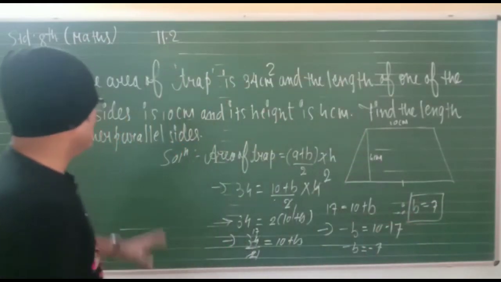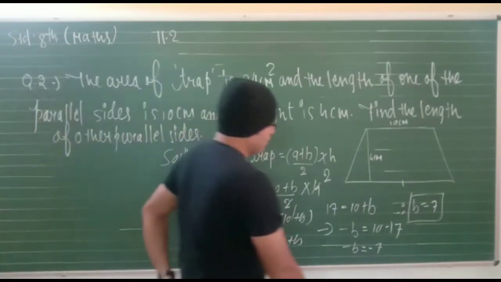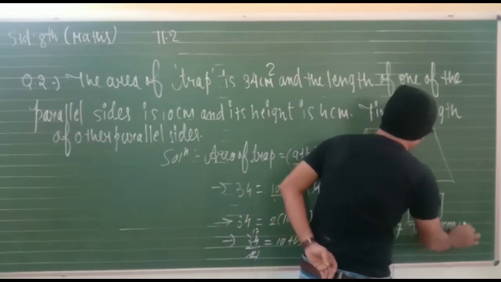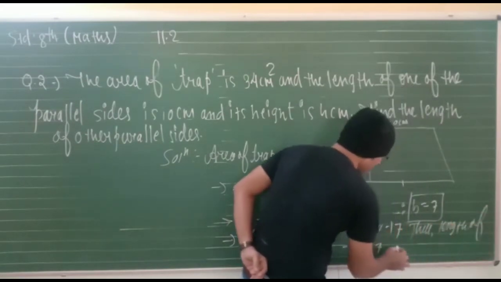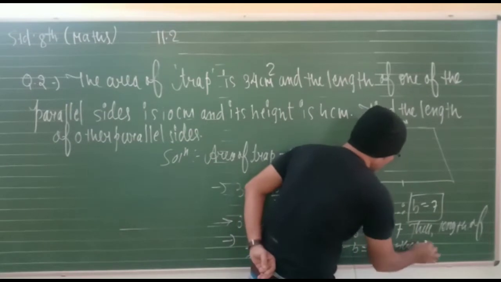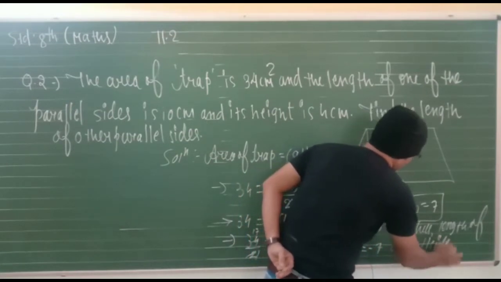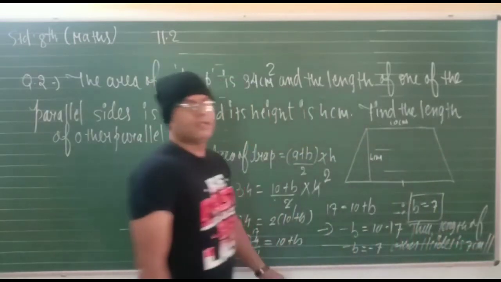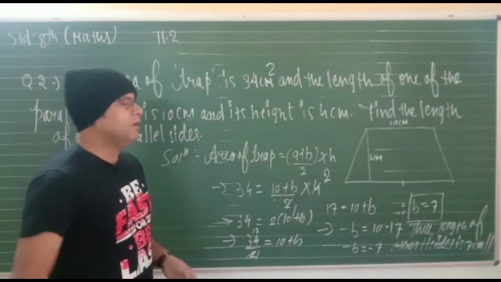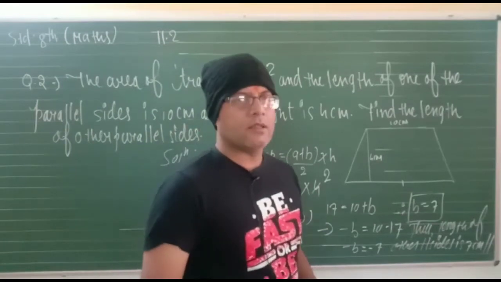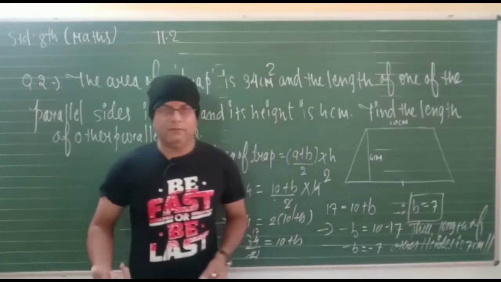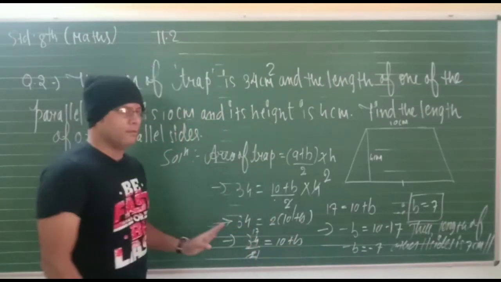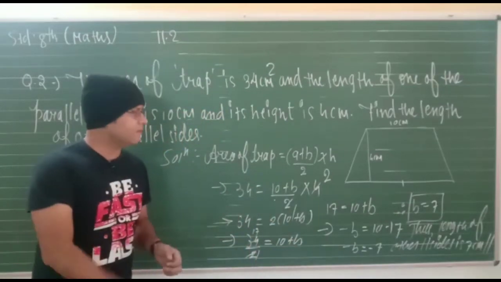Thus the length of the other parallel side is 7 centimeter. This is the way you can solve the sum. Remember, first of all, you have to see whether the area is given or not, because if the area is given, then you have to make cancellation in a proper manner. Just take a look.